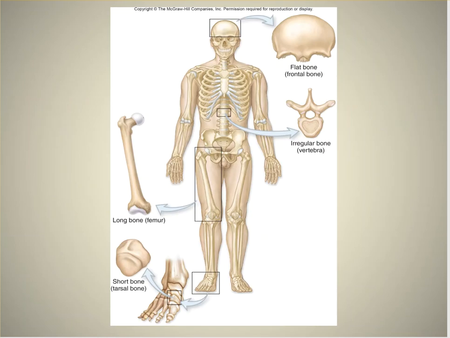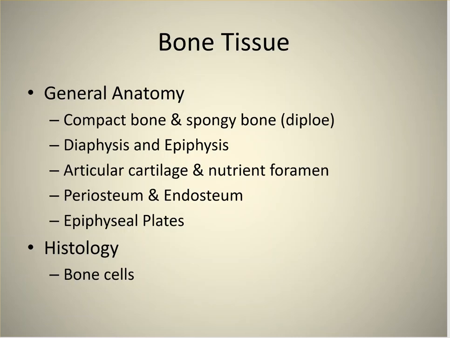This is slide 5. Here are these shapes of bone. Again, flat bones in the skull, irregular bones, vertebrae, long bones in legs, short bones in your feet and hands. So we're going to talk about, as I mentioned, compact bone and spongy bone. And spongy bone is something that's called diploe when it's in the middle of your flat skull bones.